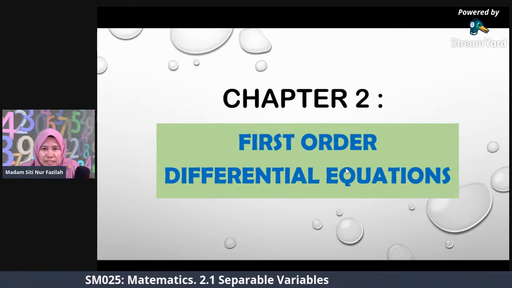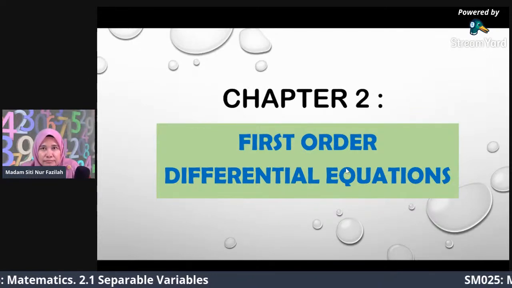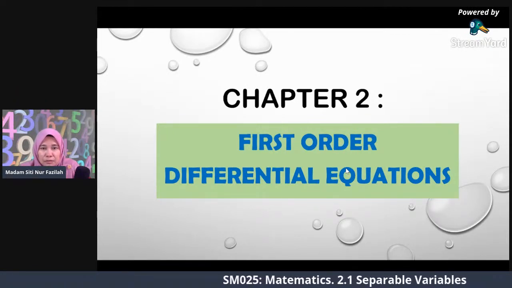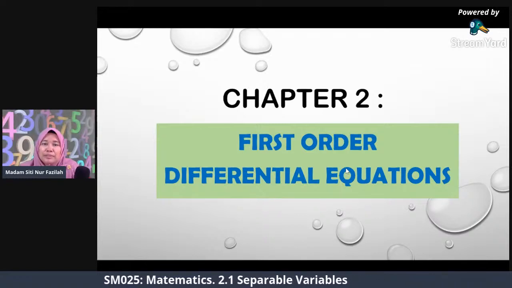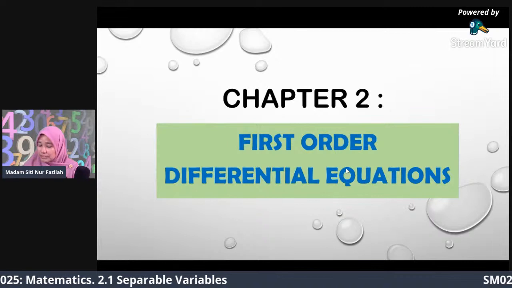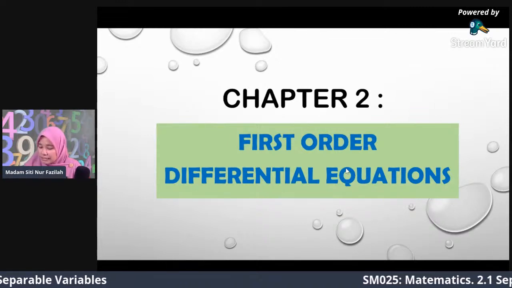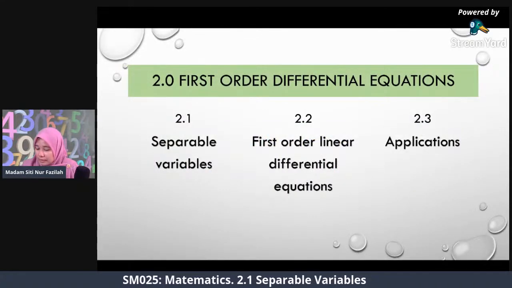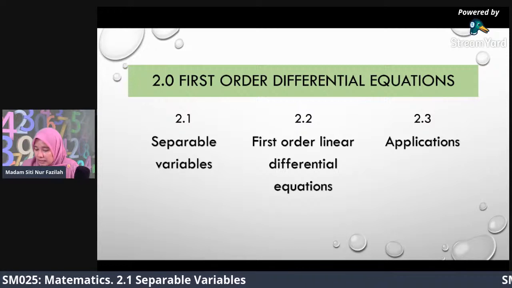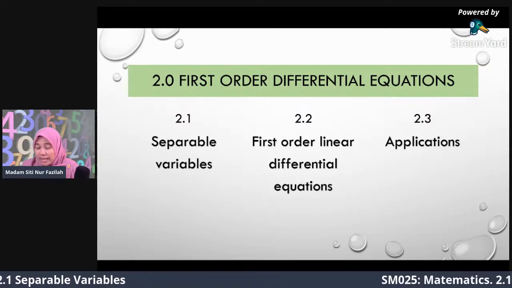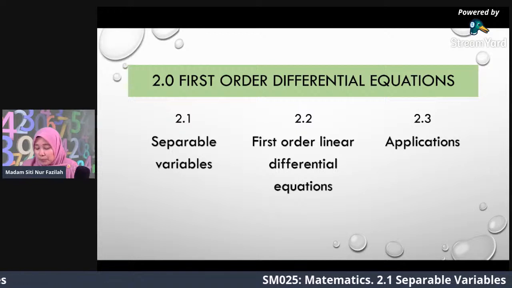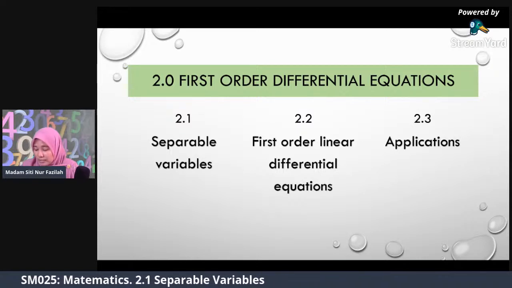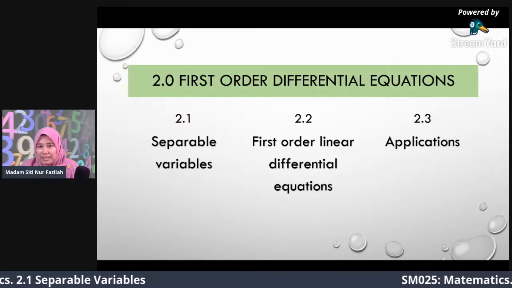Okay, actually last week we have done our first chapter, which is integration. For today, I will continue with the new chapter, which is chapter 2, first order differential equation. For your information, for this topic we have 3 subtopics here: 2.1 is separable variable, 2.2 is first order linear differential equation, and 2.3 is application.